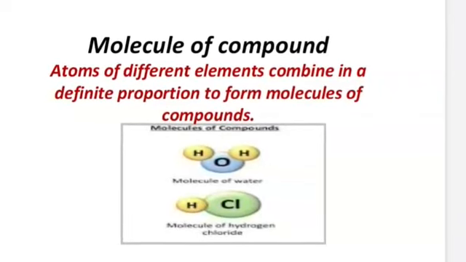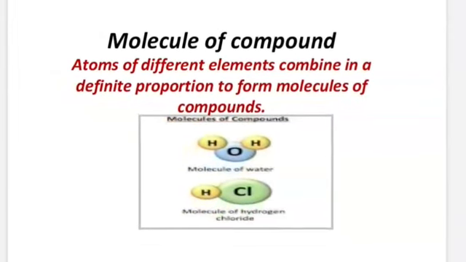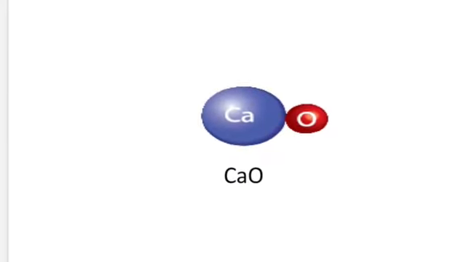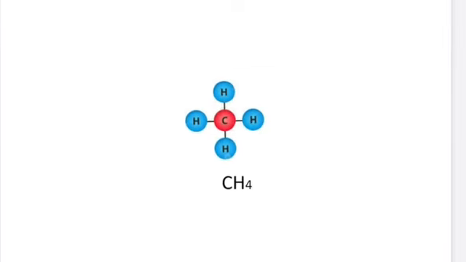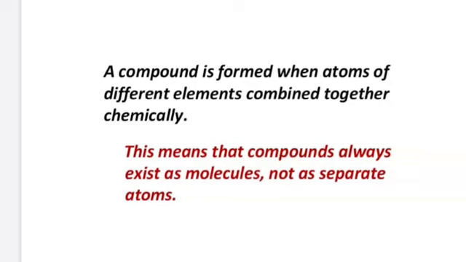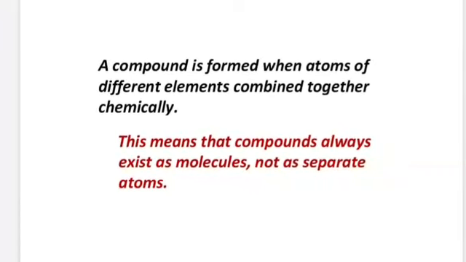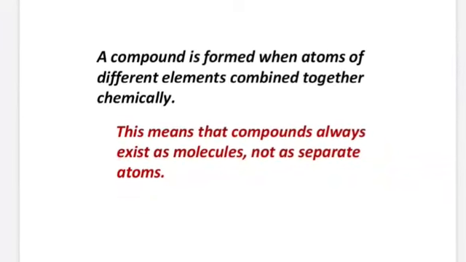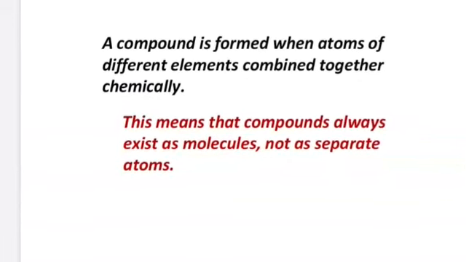Now, what do you understand by the word molecule of a compound? Atoms of different elements combine in definite proportion to form molecules of compounds. For example, a molecule of a compound like calcium oxide or carbon dioxide, methane or ammonia molecule. A compound is formed when atoms of different elements combine together chemically. This means that compounds always exist as molecules, not as separate atoms.